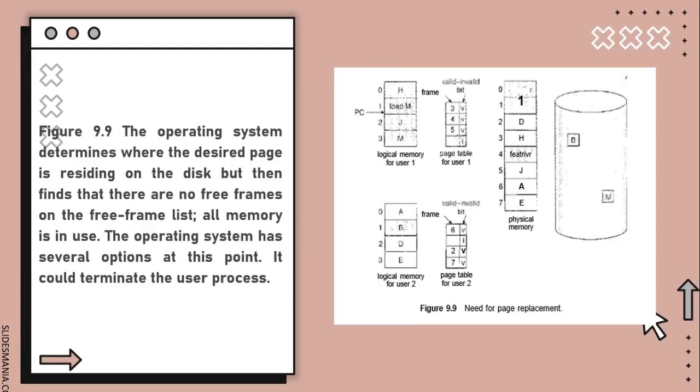Figure 9.9 shows the need for page replacement. The operating system determines where the desired page is residing on the disk, but then finds that there are no free frames on the free frame list. All memory is in use. The operating system has several options at this point. It could terminate the user process. However, demand paging is the operating system's attempt to improve the computer system's utilization and throughput. Users should not be aware that their processes are running on a paged system. Paging should be logically transparent to the users.